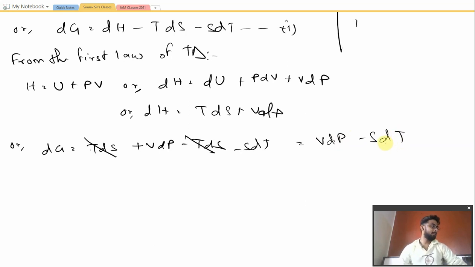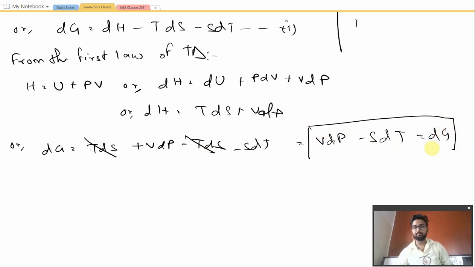Okay, so this is the formula for delta G. I'm just writing it down again so that you may box it. So this is the value for delta G that is given to us. Now we can differentiate this value, the delta G value, in many forms. So two forms will be obtained.